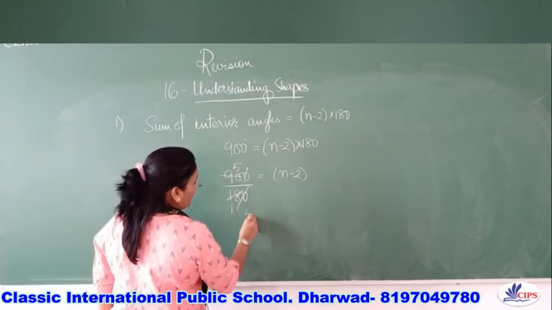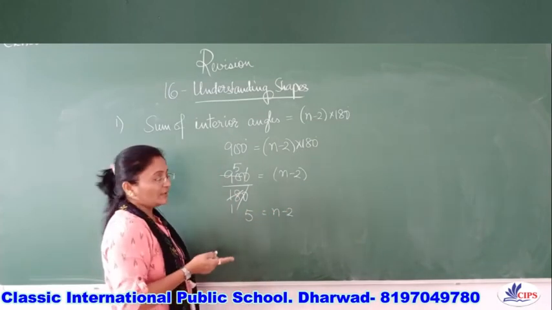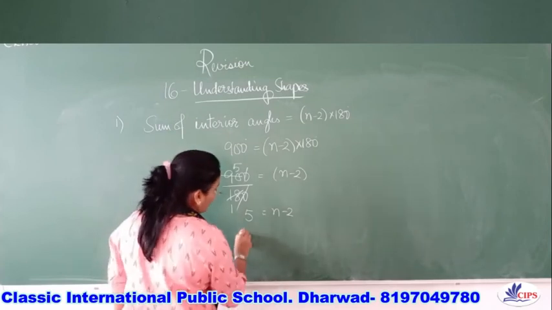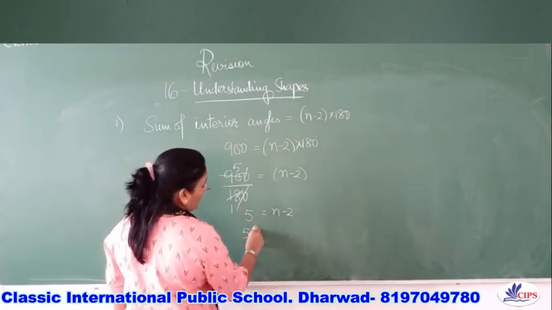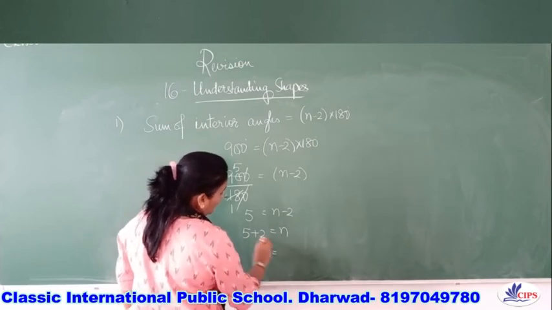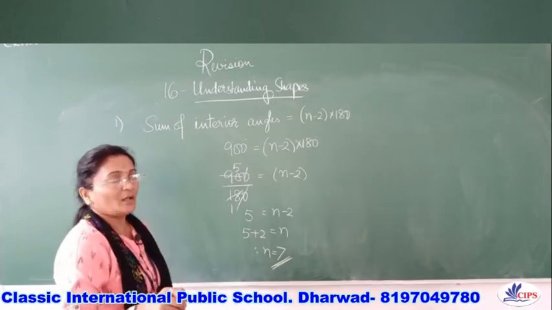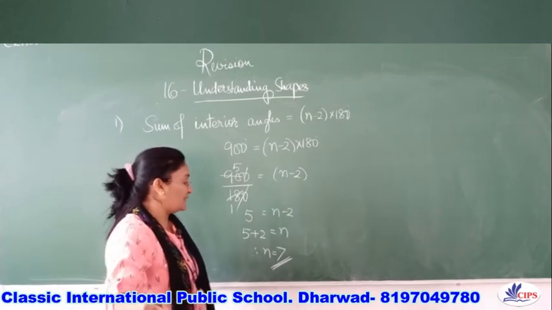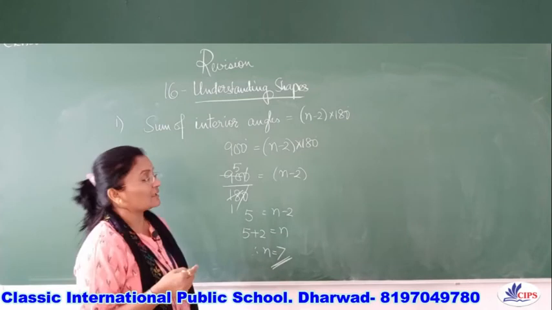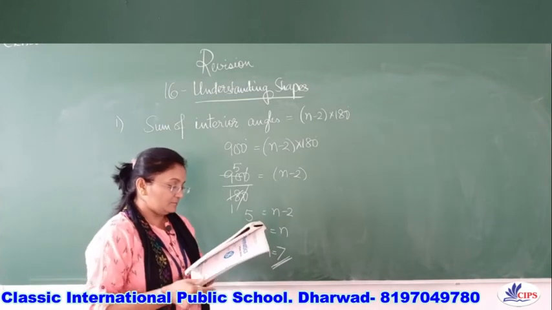Now we have got 5 is equal to n minus 2. Now using that we'll find the value of n. So here it's 5, this minus 2 I'll shift here, it becomes plus 2, is equal to n. Therefore our n is 5 plus 2, 7. So the figure is a 7-sided figure. So the sum of interior angles in a 7-sided figure will be 900 degrees. Hope everybody has understood. Next.